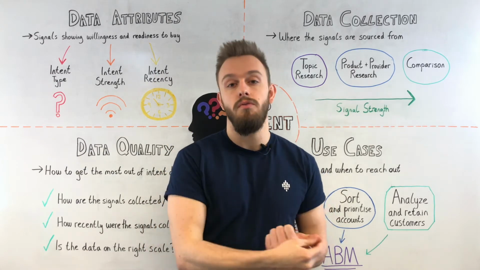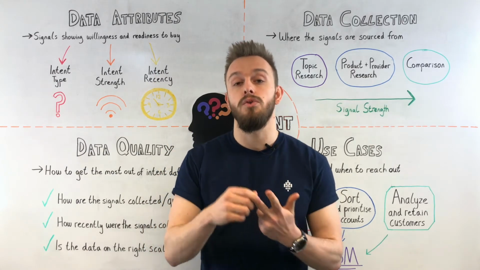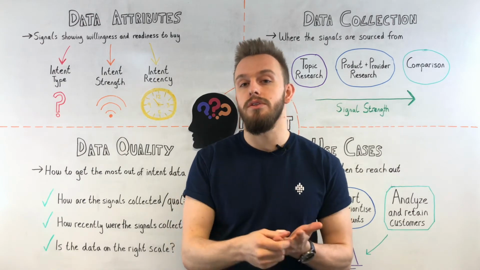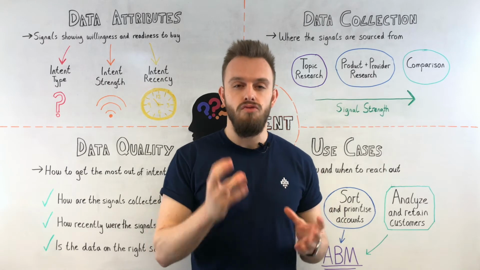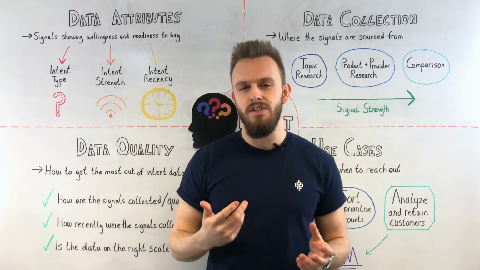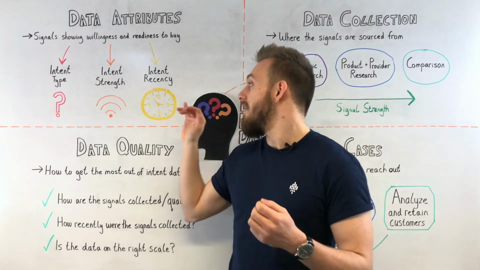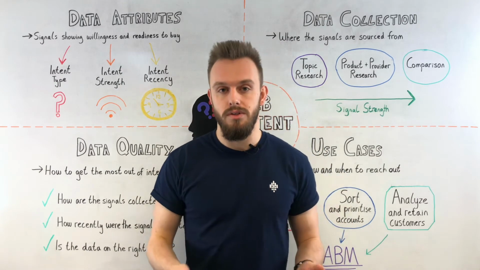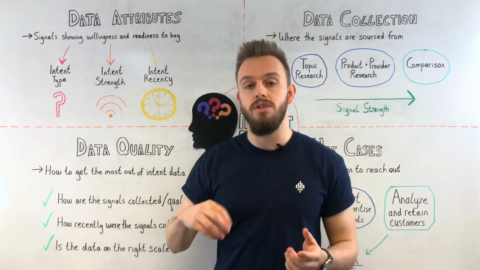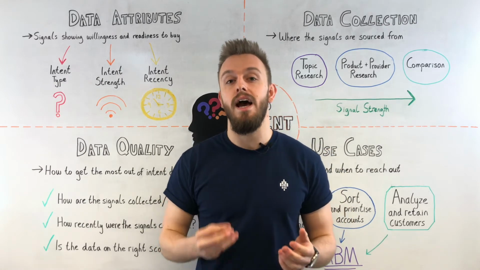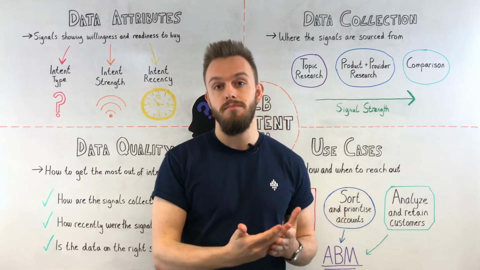Is it a new piece of software? Perhaps it's some accounting help or some help via a consultant. The second is the intent strength. This is how ready the account actually is to buy the product or service. And the third is the intent recency. How long ago was it? If it was last year, it's probably not so hot, whereas if it's this quarter, the account is probably a lot more ready and willing to be sold.